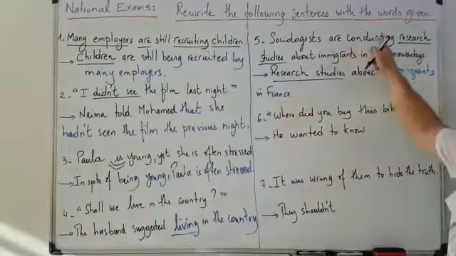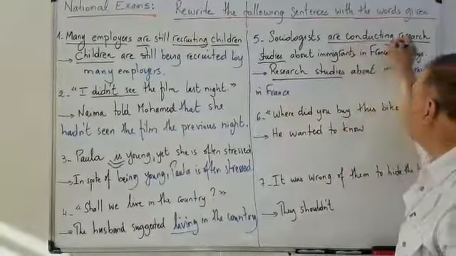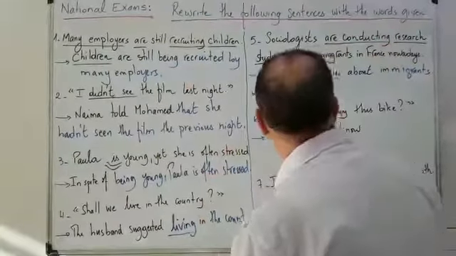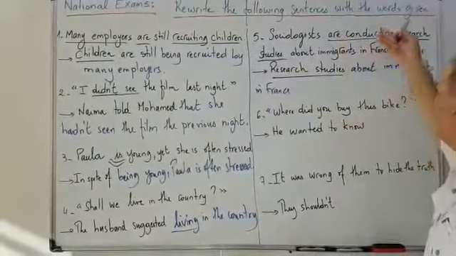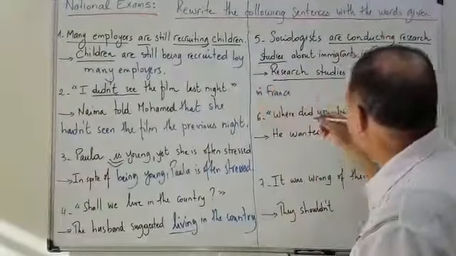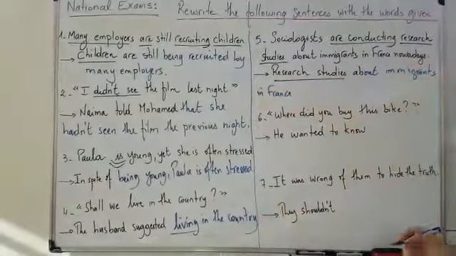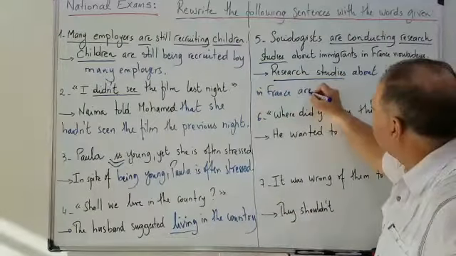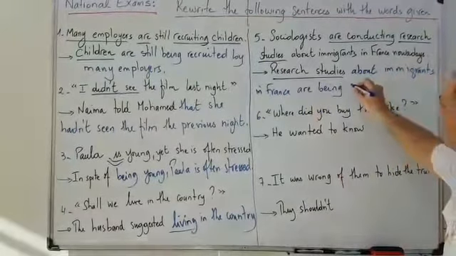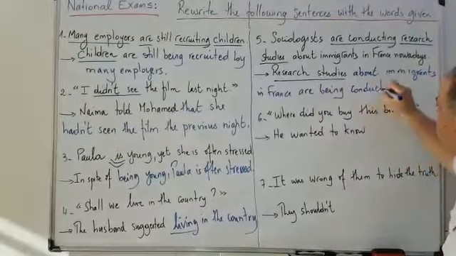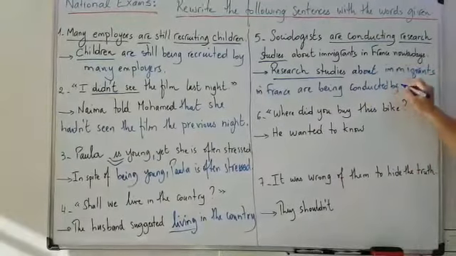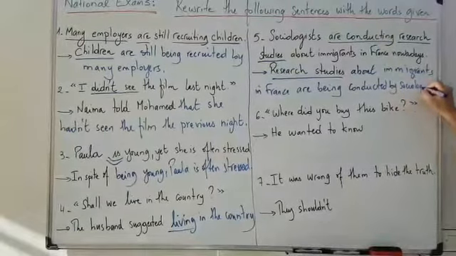And then we apply the rule. We have are conducting. It is a compound tense, which means there is an auxiliary and a verb, and it is present continuous. So: research studies about immigrants in France are being conducted by sociologists.